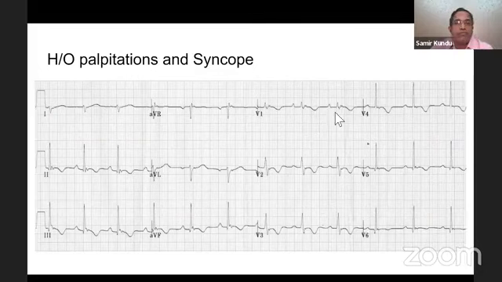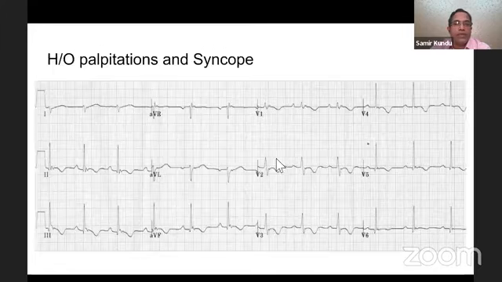This is a patient with repeated palpitation and syncope. There is a right axis deviation, the first clue. Then the RS ratio in lead V1 is more than one. And there is an epsilon wave in the junction. This is the ECG of arrhythmogenic right ventricular dysplasia.